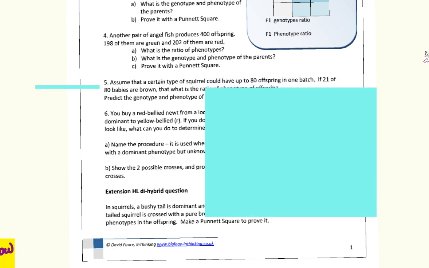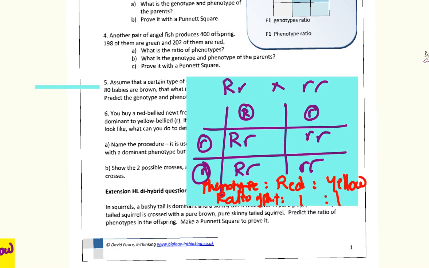Okay, so here the parents, you know, the genotype and phenotype, everything was similar. The square. So the result of this cross will be red to yellow in a ratio of 1:1. So in this case, you can predict the genotype of your parent by making the test cross.